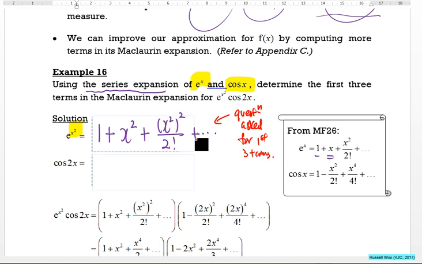Cosine 2x. Now, you want e^(x squared) cos 2x, right? So you want cos 2x. But what you are given from MF26 is cos x. You get 1 minus. Now this is x, so you replace x with 2x. So you get (2x) squared.